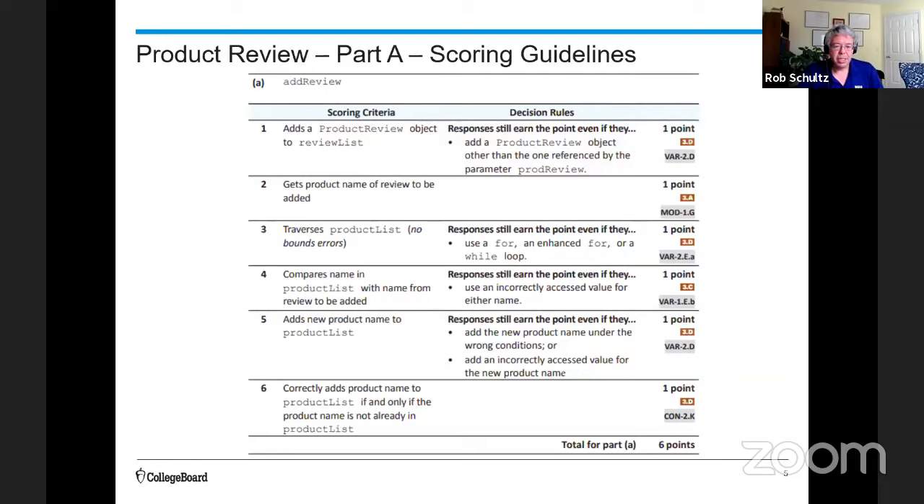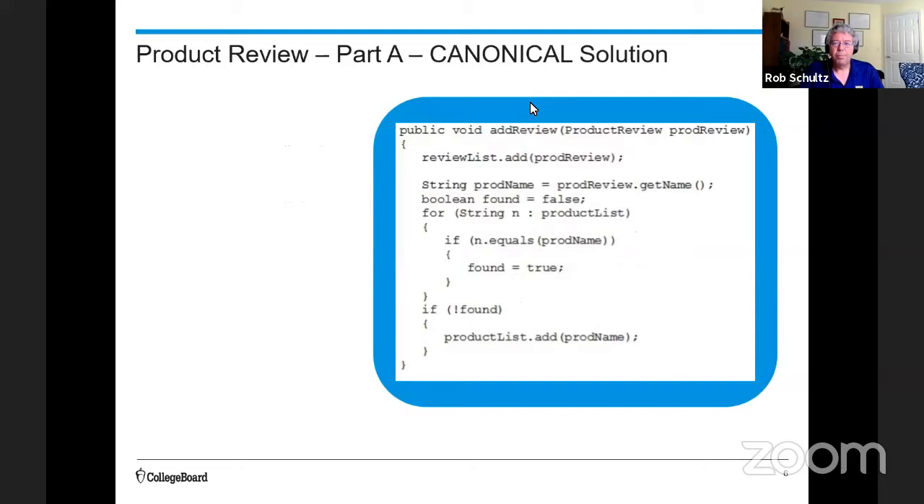And then number 6, you have to correctly have everything added. So correctly add the product name to product list if and only if the product name is not already in product list. So let's take a look at the canonical. Take a look at the canonical. This is the canonical solution for this problem. And then we're going to step through those 6 rubric points and kind of point out where everything happens.